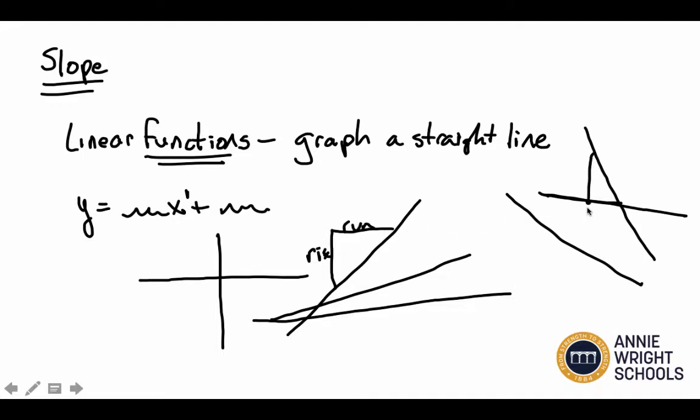Could go down and over. It could go down and backwards. It could go up and backwards. We'll talk about all those different things. But that's what we mean when we say slope. Slope is a measure of a line's steepness or slant.